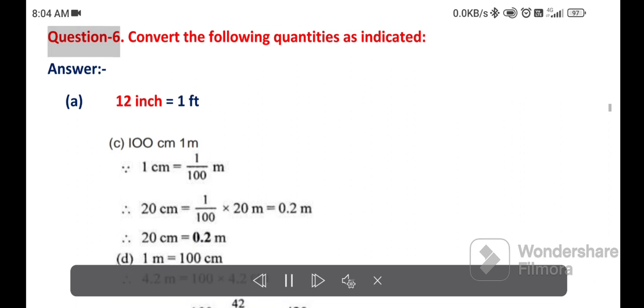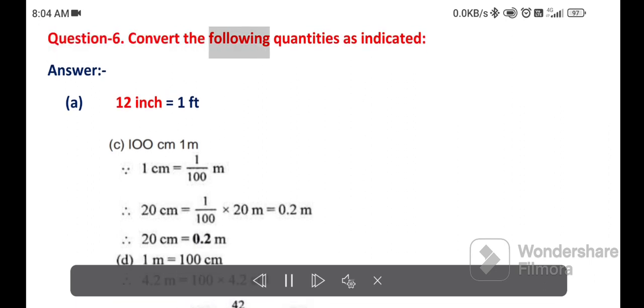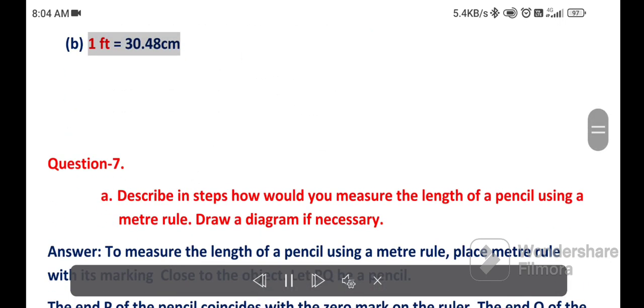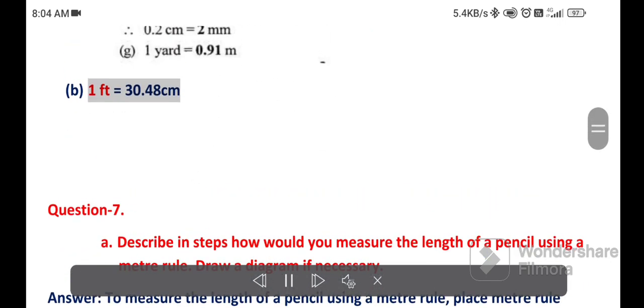Question 6. Convert the following quantities as indicated. Answer. 12 inch is equal to 1 foot. 1 foot equals 30.48 centimeters.